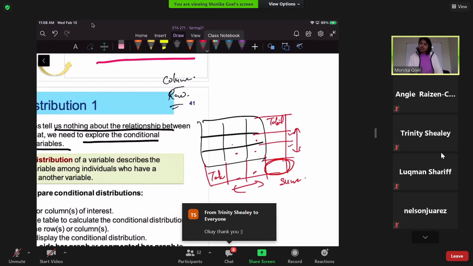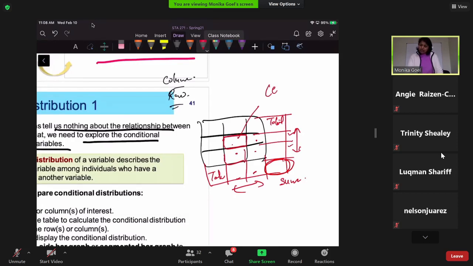But for conditional distribution, we need to go inside this or this, and we call them cells. So we need to go inside a cell depending upon what condition is given to me. And then I will see that once I am in this cell, what is my condition? Am I looking for this total or this total or this total? So I have three options.